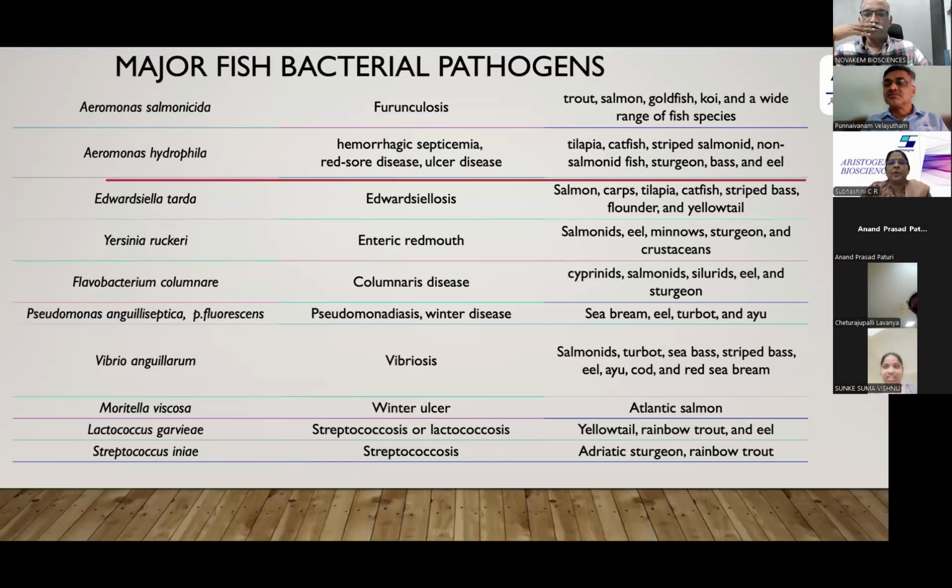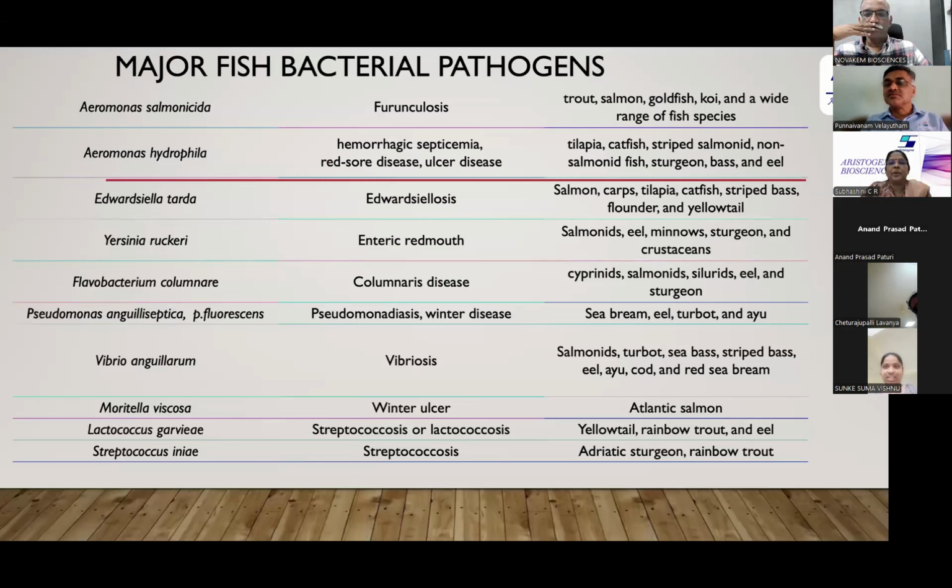And Vibrio anguillarum and Pseudomonas anguilliseptica are also reported in India. And Vibrio, again, is one of the pathogens present in fishes. And among others, Streptococcus is a very big problem in tilapia. So these are the commonly reported bacterial pathogens in fish.